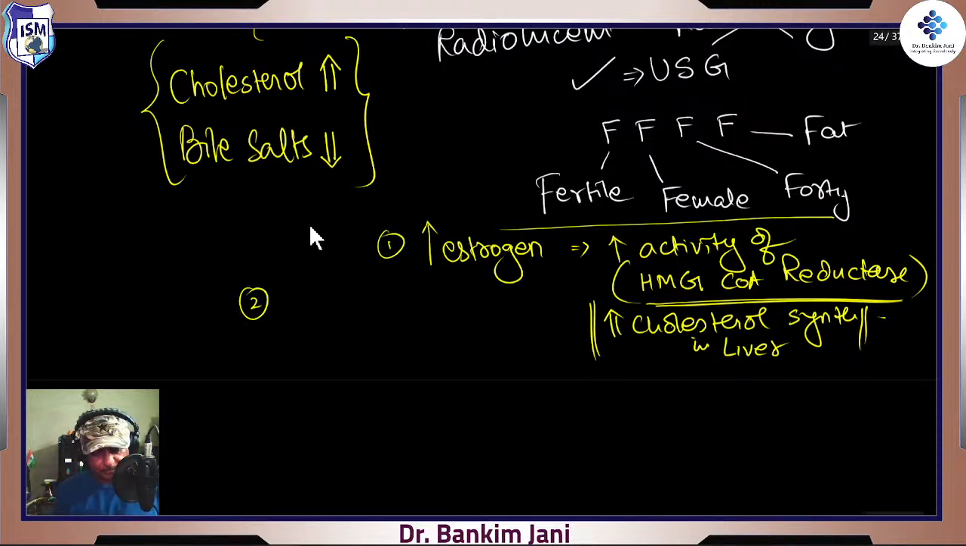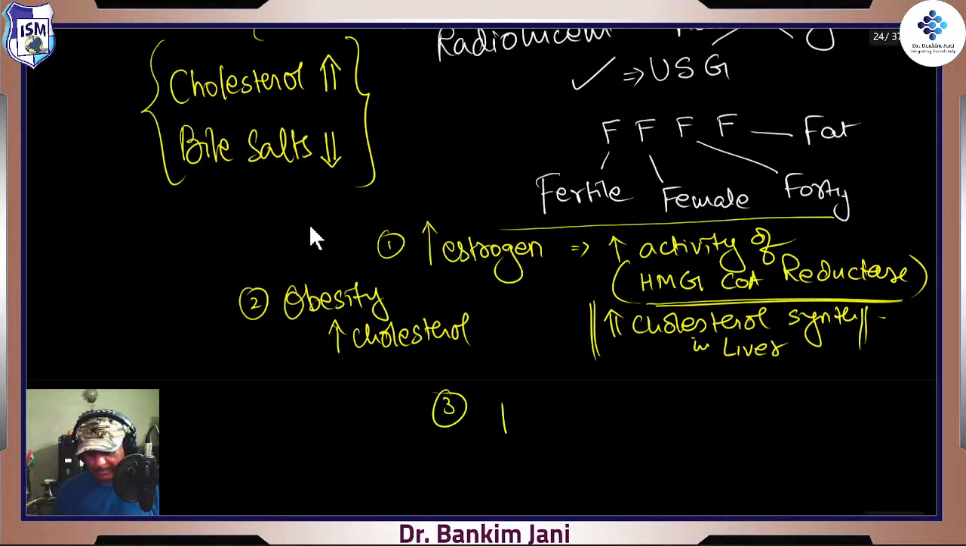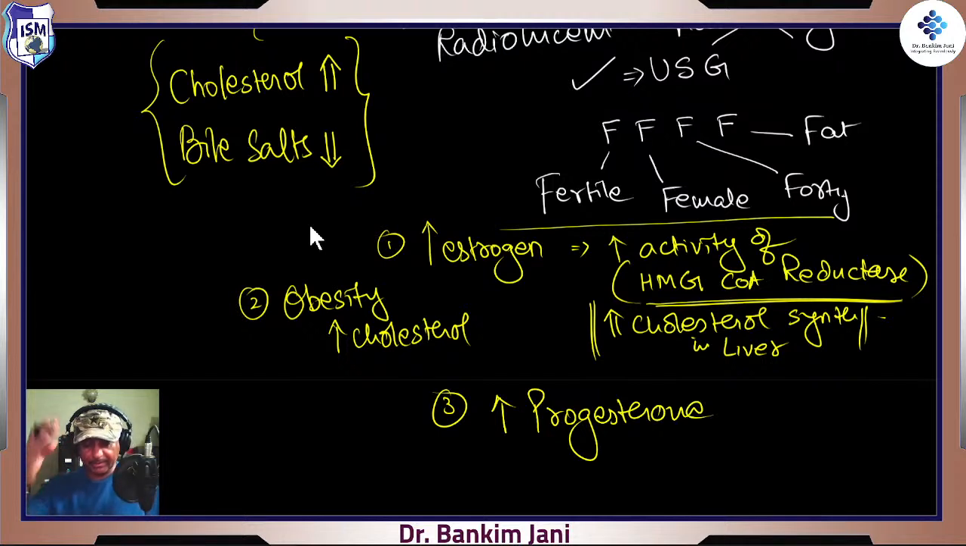Second, obesity. Obesity itself means high cholesterol. And the third one is interesting. There would be increased progesterone also, correct? Because in the menstrual cycle, it is estrogen and progesterone, which keep going up and down cyclically.